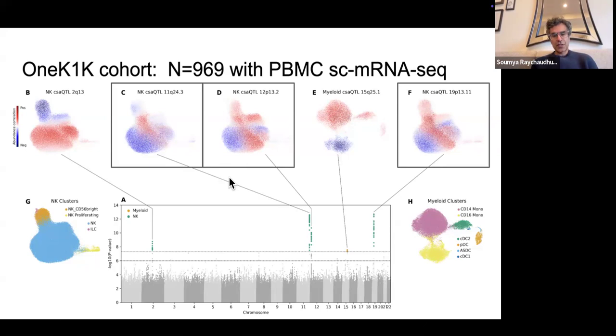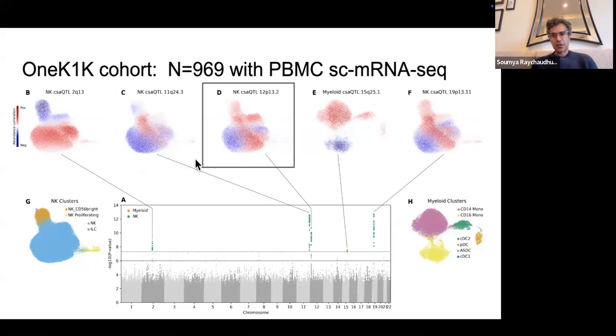Here too you can see they're both in NK cells, but you can see the effect of these SNPs, even though the SNPs are very close to each other, they're on different chromosomes. They're subtly different, but similar.